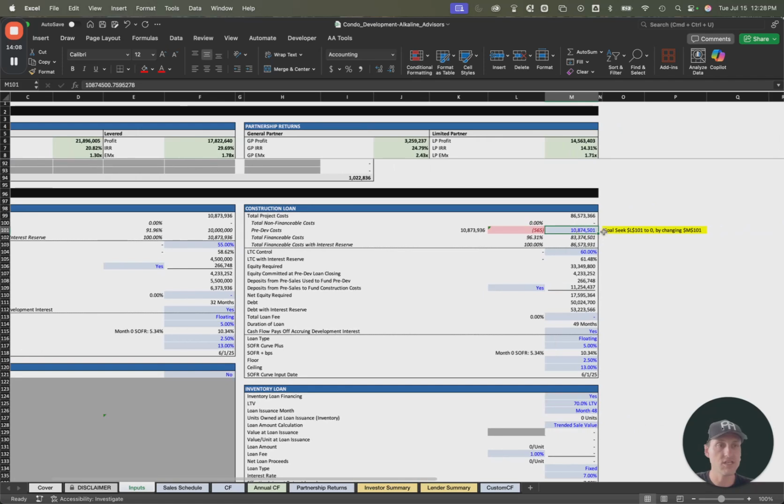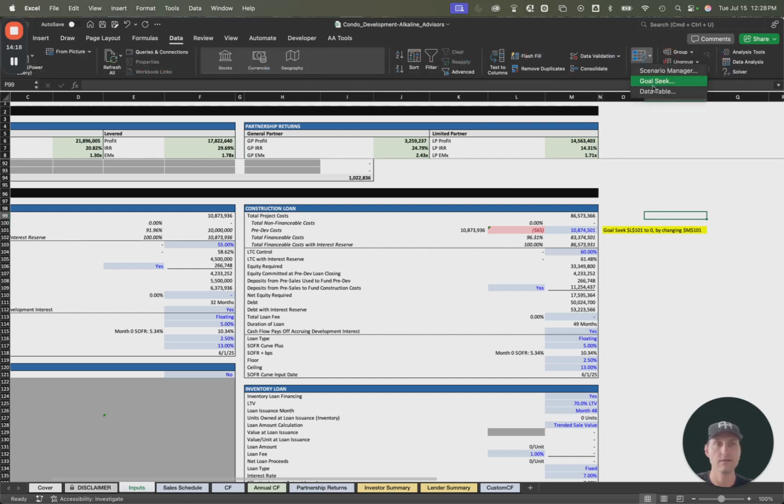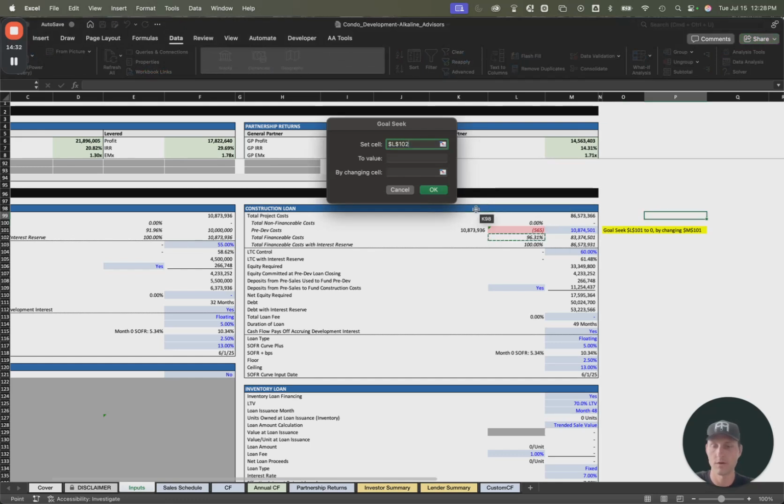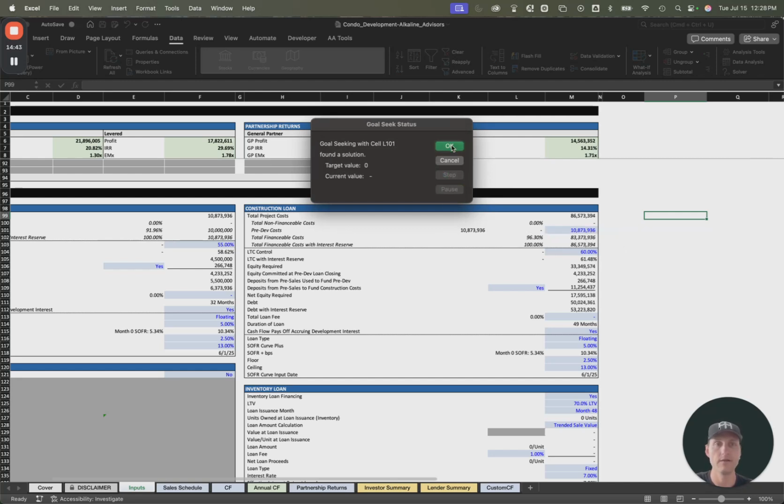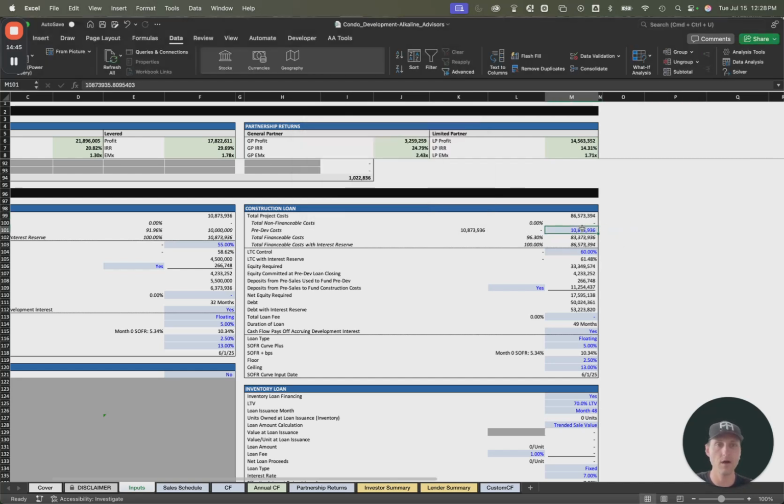So we have goal seeks, which we can build out here. L101 to 0 by changing M101. So just to do that, we would go to Data, What-If Analysis, Goal Seek. We're going to go to L101 to value 0 by changing M101. So that's going to be this. We want this to be 0 by changing that. We'll click OK. Model will iterate. You'll see now we have the pre-development cost of 10.8.